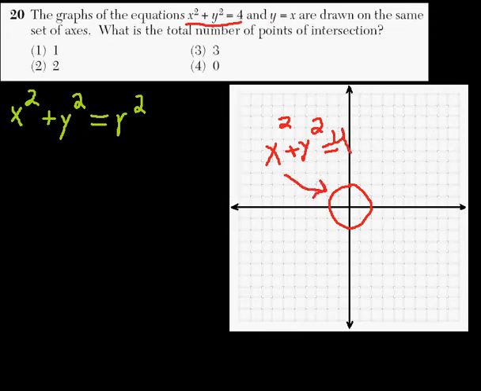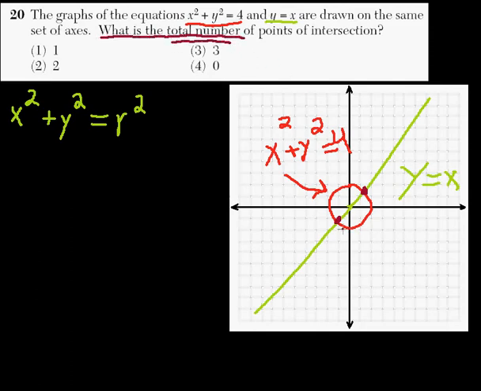And then the line y equals x, that should be very easy to graph. That's just a diagonal line with slope 1 that goes through the origin like this. Okay, that's y equals x. And the points of intersection, well, there's one here and there's one here. The problem doesn't ask for what the points of intersection are. It only wants to know what is the total number of points, and the total number of points is 2.